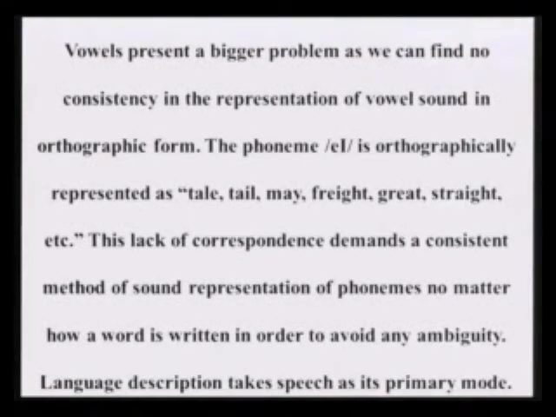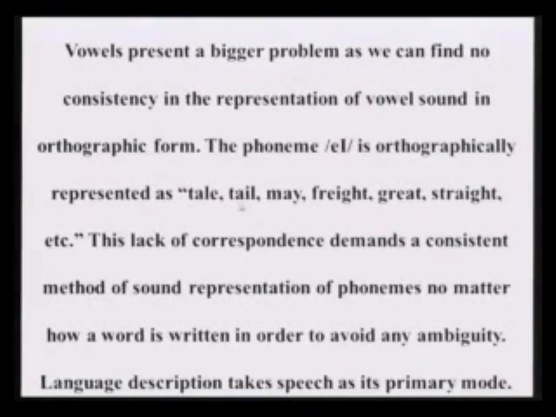May A-A-Y. Freight E-I-G-H. Great E-A. Straight A-I-G-H. ايه ده؟ كل ده spelling بيتنطق بالظبط بالايه بالسيمبل دي. فلما اجي اكتب تيل مش هستعمل كل ده، هستعمل السيمبل دي. ولما اجي اكتب فريت هستعمل السيمبل دي، ولما اجي اكتب ستريت هستعمل السيمبل دي، وانتهينا.